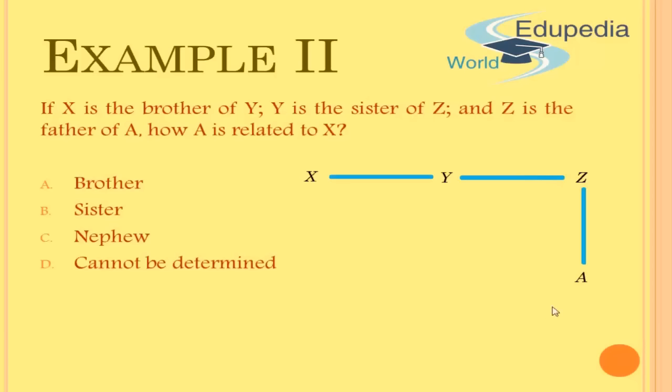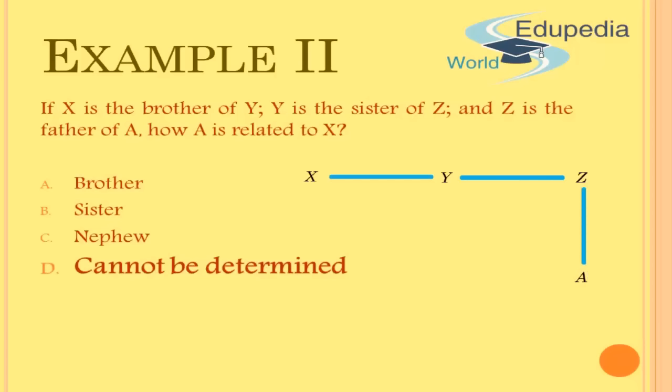But when I look at it from A's perspective, do I know the gender of A? The answer is no. I don't know whether A is a boy or a girl. So to answer the question how A is related to X, I need to know A's gender. Since I don't know exactly how A is related to X, if A is a boy, then A is the nephew of X. If A is a girl, then A is the niece of X. But since I don't know, I can't say that. So this cannot be determined. I cannot answer this question.